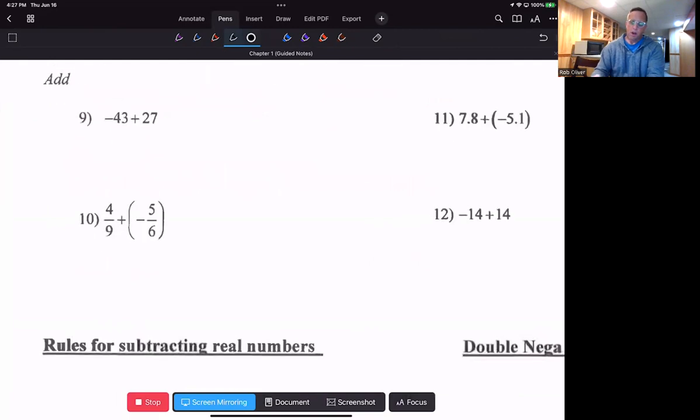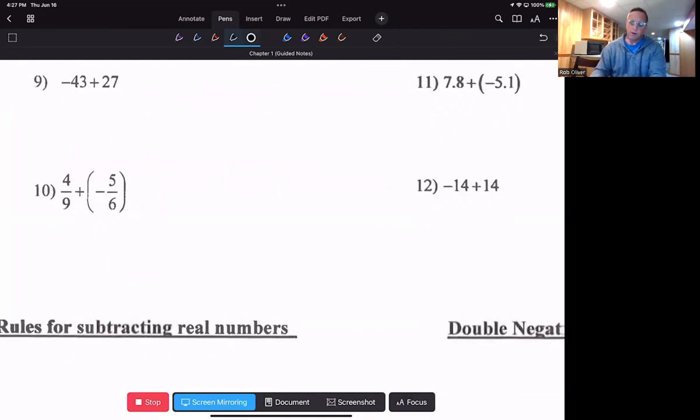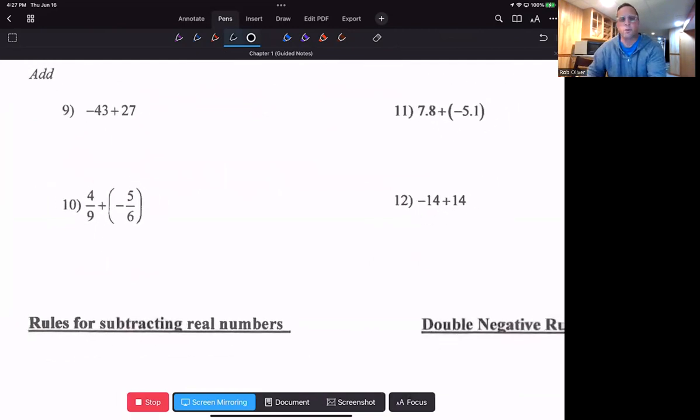Okay. All right. So for number 9, we have different signs. So we're going to find the difference. And it looks like negative 43 has a larger absolute value. Negative meaning the answer is going to come out negative, not positive.